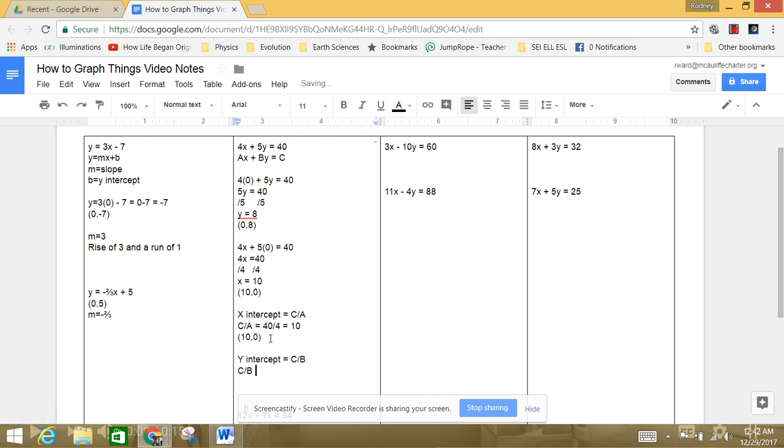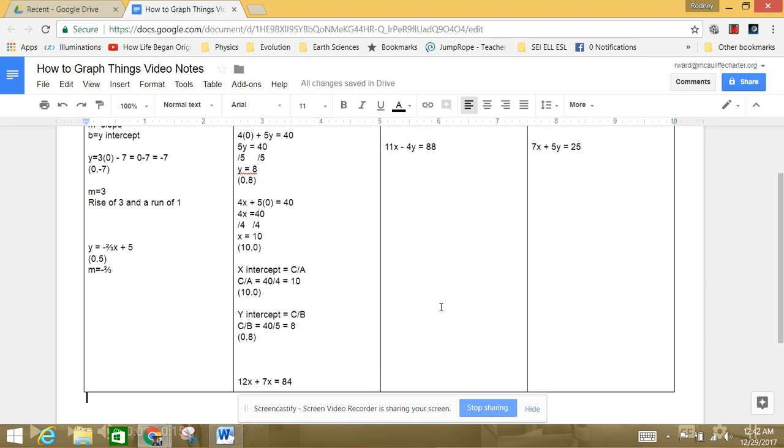C over B is going to equal 40, which is the C coefficient, over 5, which is the B coefficient. So 40 over 5 is 8. So I have a y-intercept at 0, 8. Again, it's the same result I had before.